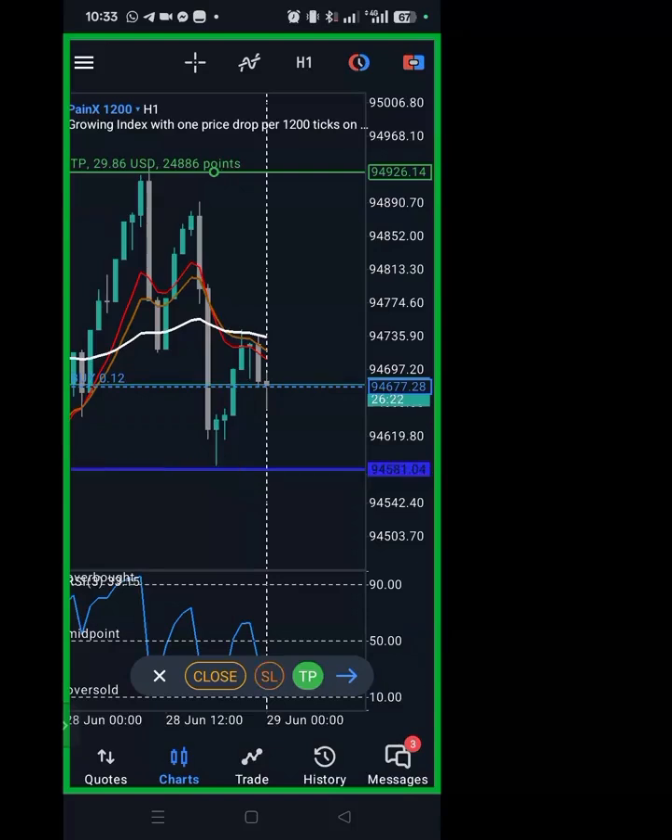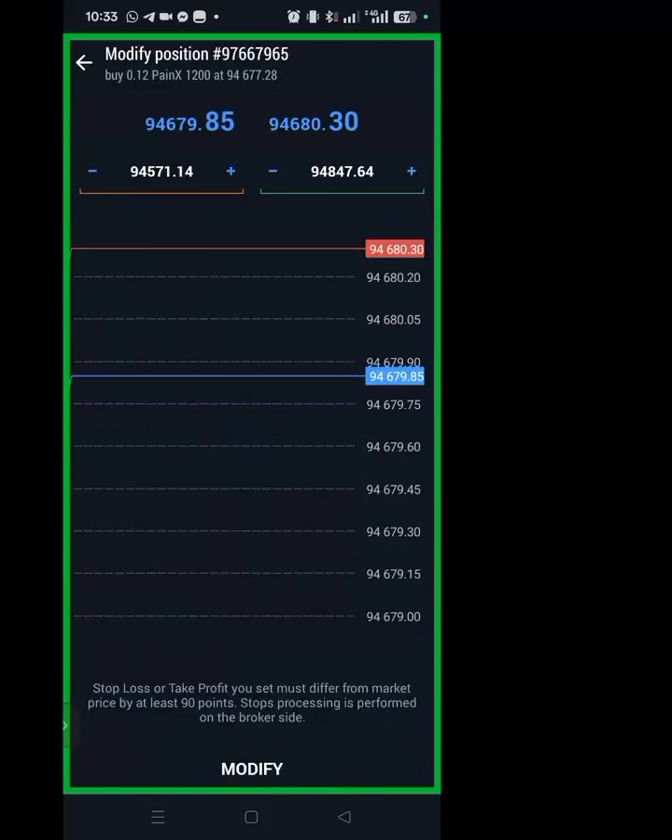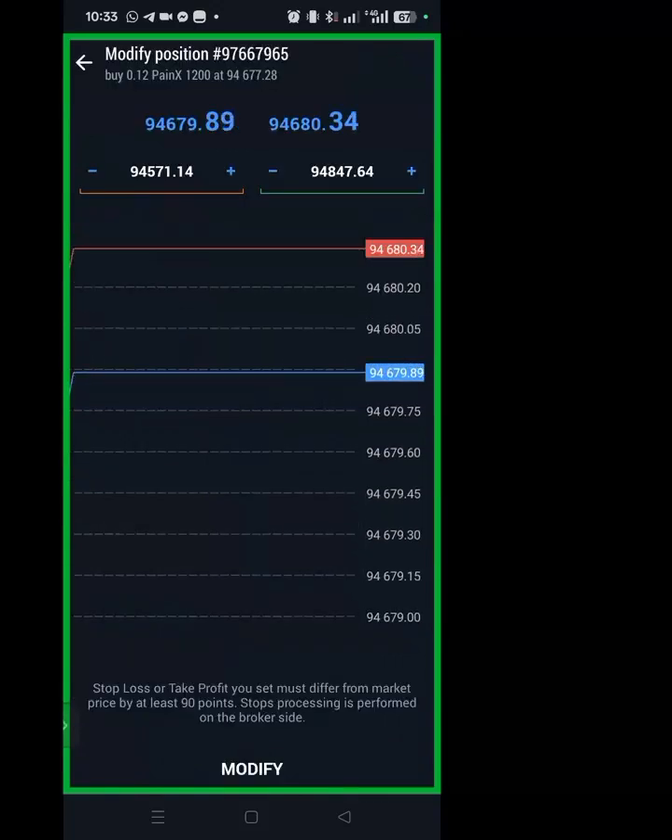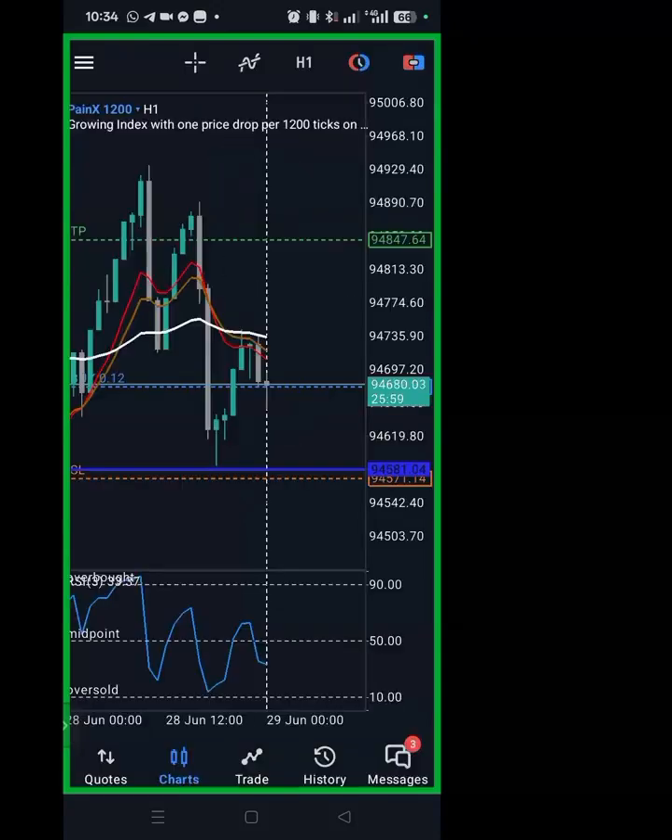I click stop loss here. Then next I click take profit. This is where I click it. After I click, do you see one arrow? Yes, I saw the arrow. So when I touch the arrow, the next thing I need to do is click modify. Okay, that's all. Done. Do you see everything has stayed?